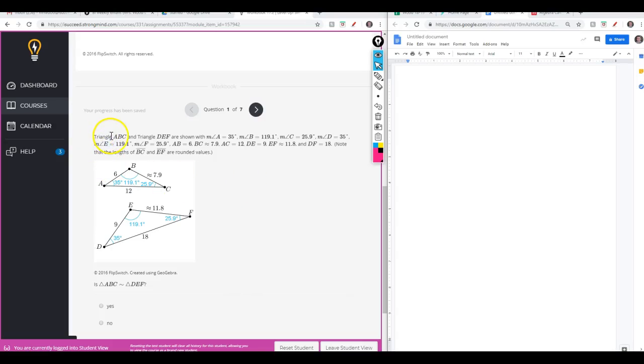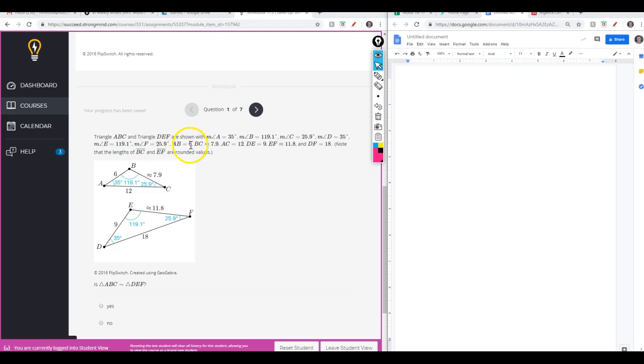Alright, question 1. Triangle ABC and triangle DEF are shown with the measure of angle A equaling 35 degrees. Measure of angle B is equal to 119.1 degrees. Measure of angle C equals 25.9 degrees. Measure of angle D equals 35 degrees. Measure of angle E equals 119.1 degrees. Measure of angle F equals 25.9 degrees.